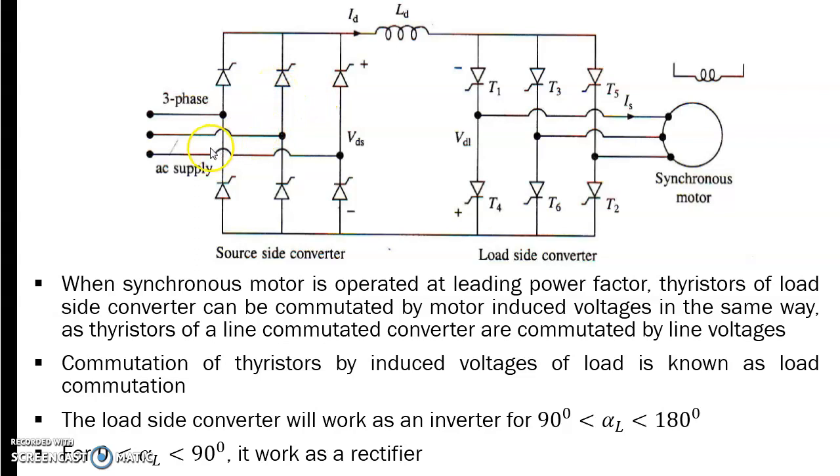Here we can see that it is a three-phase AC supply. We have a three-phase controlled rectifier, and a three-phase inverter, and you can see that at the input to the inverter there is a large value of inductance. This inverter is a current source inverter. So current is kept constant by using this inductance L_T. So the load side converter is a current source inverter, and the source side converter is the fully controlled rectifier.